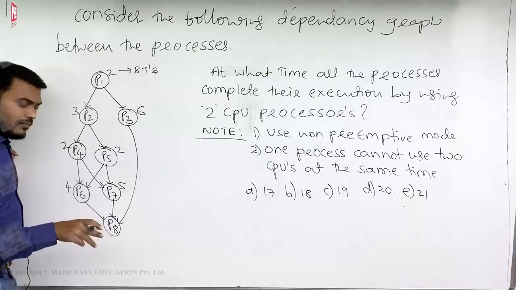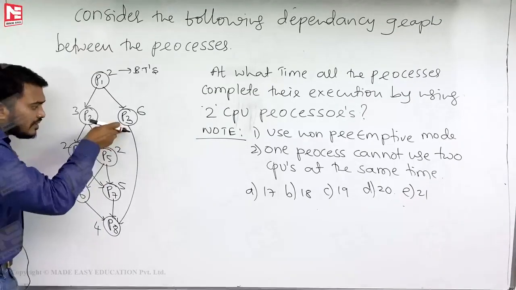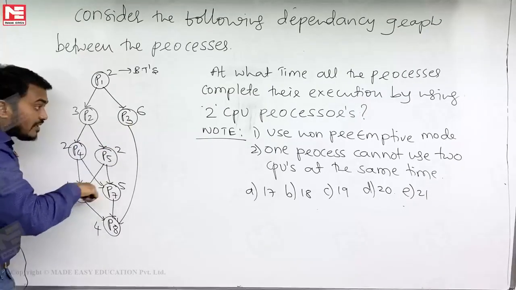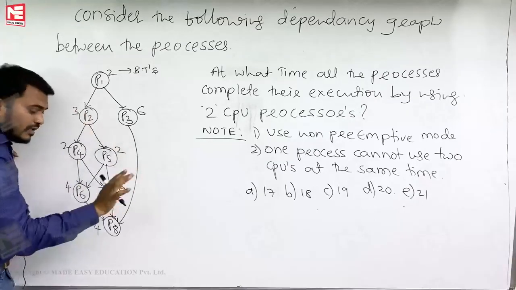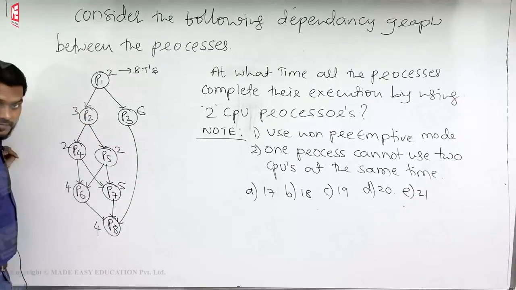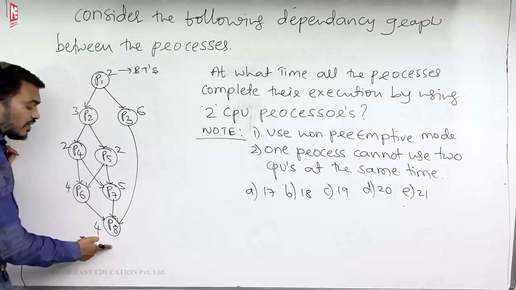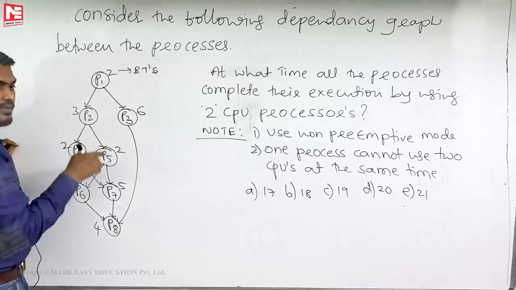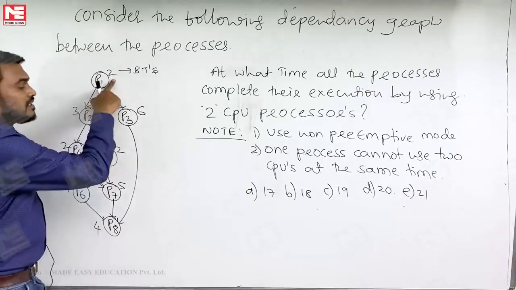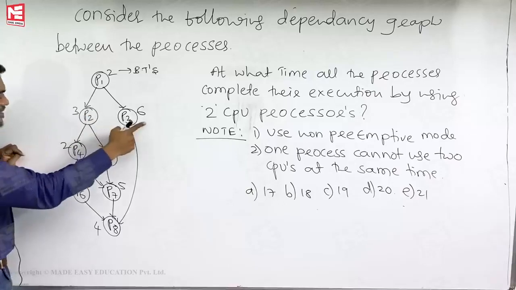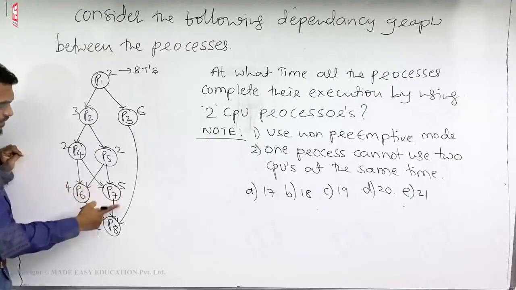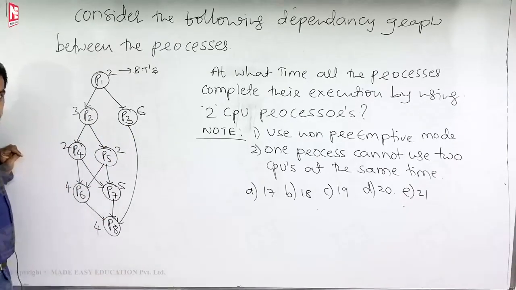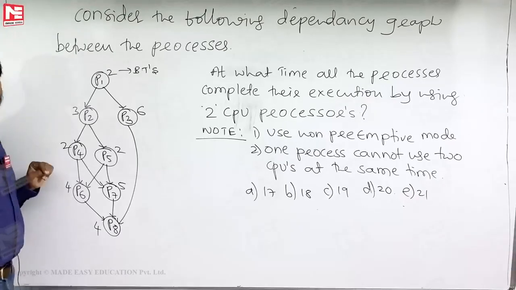And only after completion of P6, P7 and P3, once all these three are completed, then only you can execute P8. So that is the dependency graph, and these are the burst times. P1 burst time 2, then 3, 6, 2, 2, 4, 5 and this also 4. Now what is the question asking?